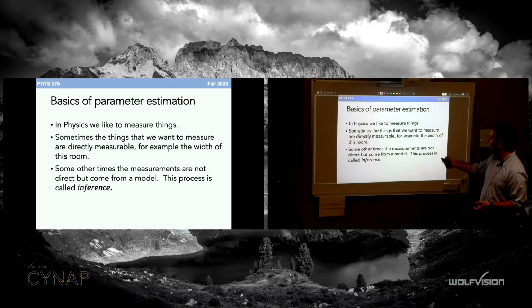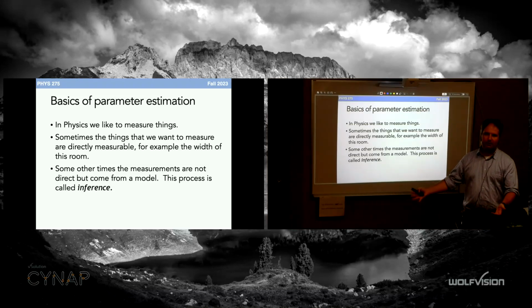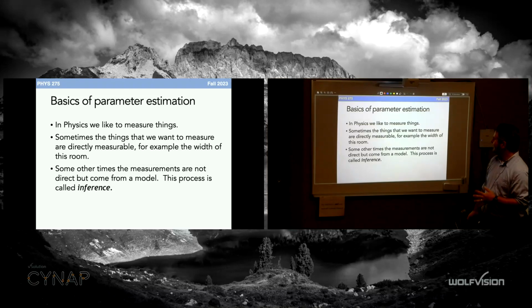So here's the thing, we like to measure things. Sometimes the things that we want to measure are directly measurable, like the length of this room, right? I can pick whatever I want to do the measurement of this room. I can pace it out. That's super uncertain. I can take a laser measurement and bounce it off. That gets it down to a nanometer, and anything in between, right? So I can measure the length of the room directly, yeah? But other times, the measurements are not direct, but come from a model. This process is called inference, right?